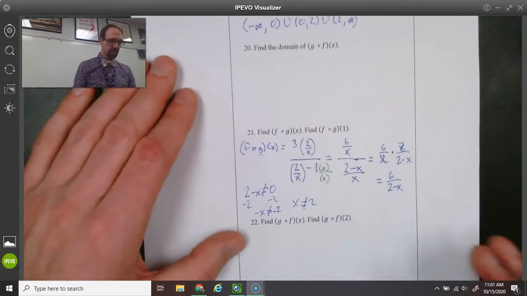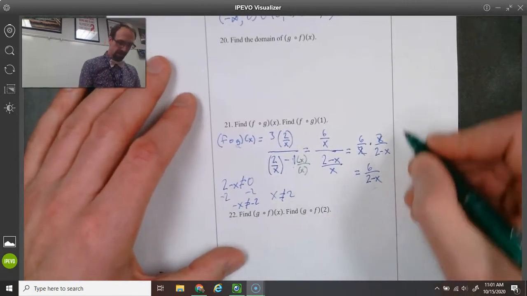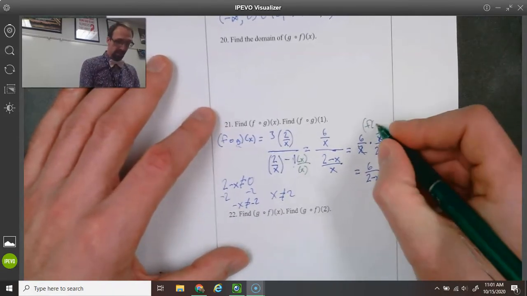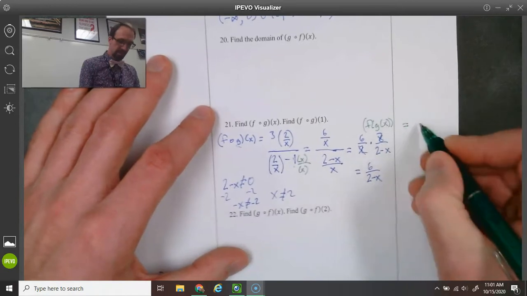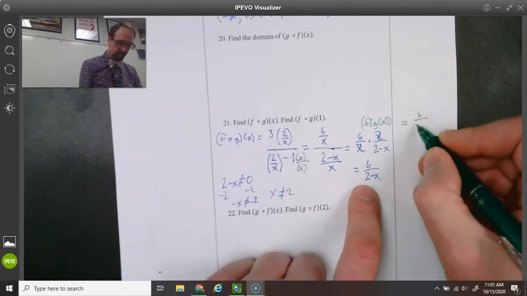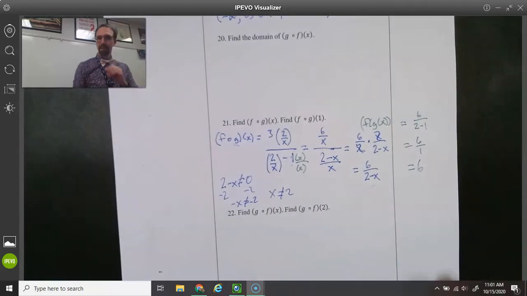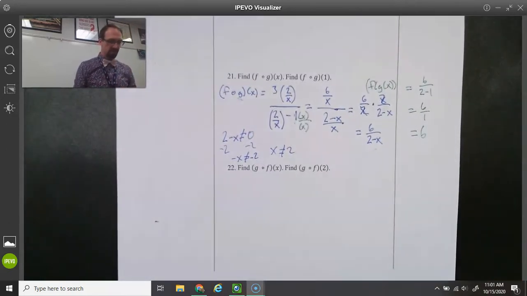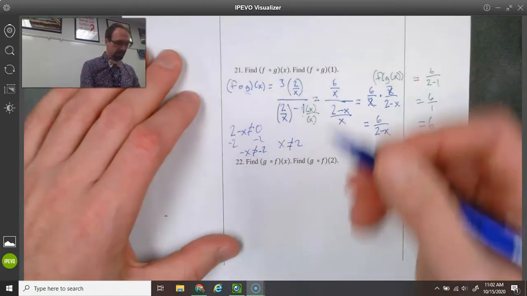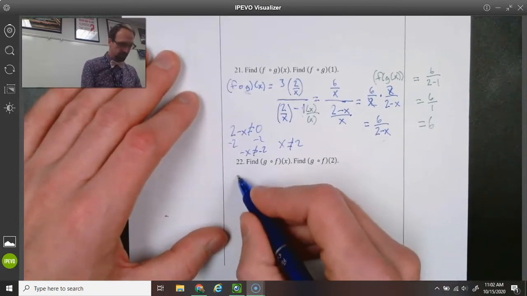There's that one. Plugging in 1 into this value, we get 6. So you can write it this way too: f composed with g of 1 is equal to 6 over 2 minus 1, 6 over 1, which is equal to 6. That's that value. Similarly, when we find g composed with f of x, we're going to do a very similar path, except this time we're taking the 3x over x minus 1 and plugging it into the g value.